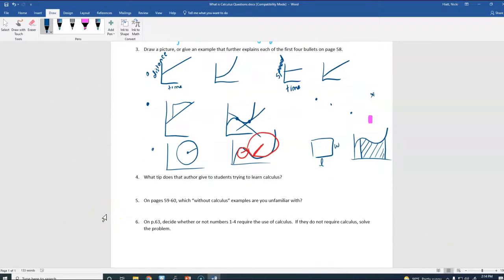All right. What tip does the author give you to try to learn calculus? Don't memorize formulas. It's not just memorizing formulas. So this is going to be an adjustment for you.